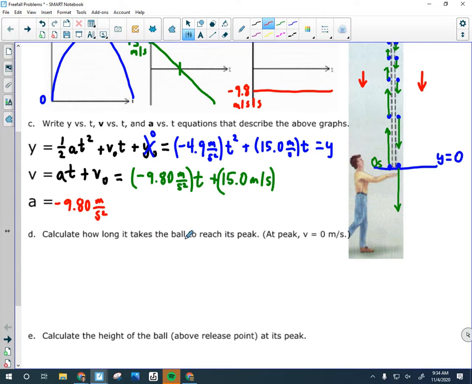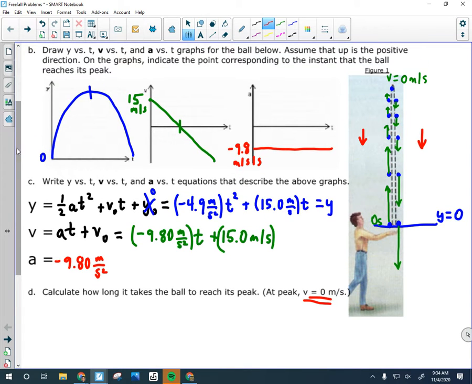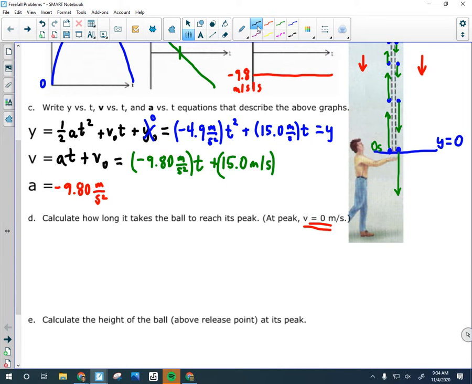So if I want to know how long it takes to reach its peak, what I actually use is the velocity equation. And I'm going to use this hint that the velocity is 0 at the peak. Okay, so I'm going to pull down the velocity equation. I'm going to write it without units to make it a bit simpler. This was the acceleration. This was the starting velocity. What I want to know is the time when the velocity is 0. So I can set this equation equal to 0 and solve for t. That's going to tell me how long it takes to reach the peak.